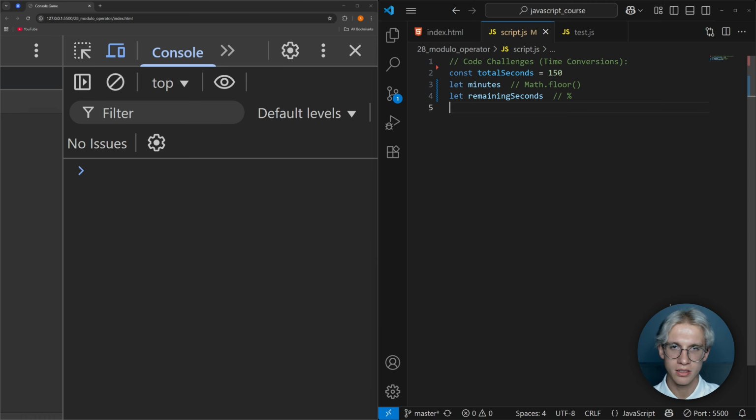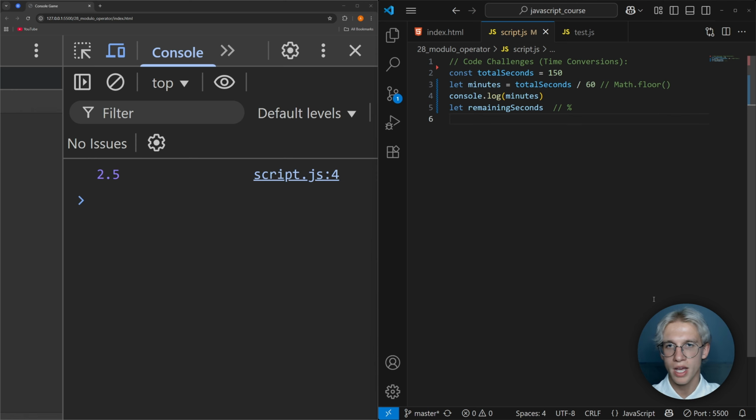In 60 seconds, 1 minute. To find minutes, we need to divide the total seconds by 60. But a normal division gives a fractional result. We want whole minutes only. For that, we can round the number down to the closest integer, and in this case, the remainder will be neglected. I use math.floor, and now I see only whole minutes.